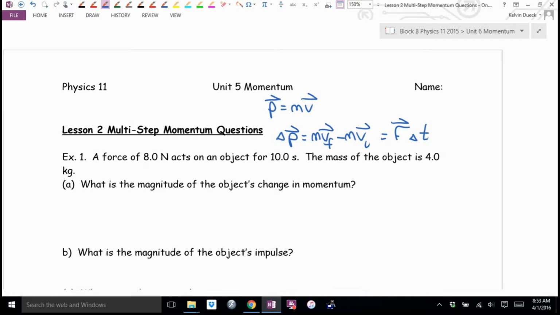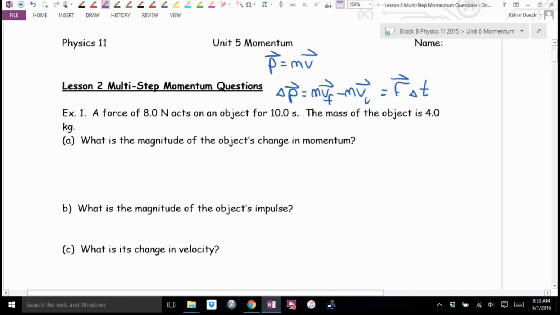What can we do with that? Well, we can start to analyze, well, let's see. A force of 8 newtons acts on an object for 10 seconds. The mass of the object is 4 kilograms. Okay. James, what does part A want me to find? Keep reading. Magnitude just means size or answer. Almost. Change in momentum. What's another word for change in momentum? It wants me to find impulse. So the first thing I'm going to do is I'm going to say, okay, it wants me to find that.